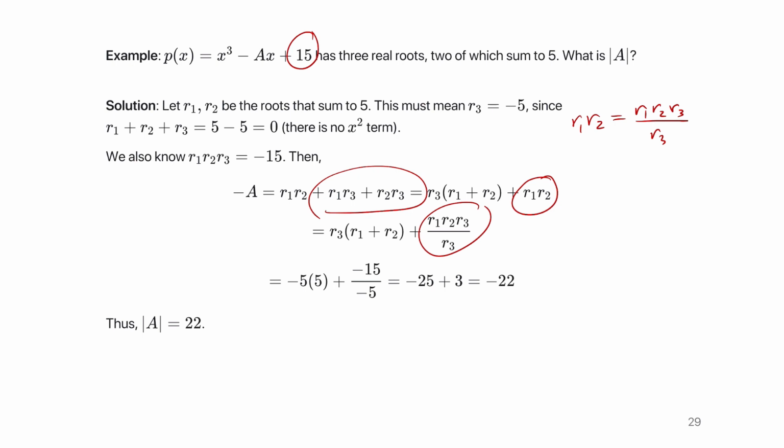And then similarly, let's declutter this a bit, I know both r1 plus r2 and r3. So now in this last expression, I know everything. I know r3, I found out it was negative 5. I was told the sum of the roots, r1 plus r2, is 5. I know r1 r2 r3, it's negative 15. And I know r3 on its own, negative 5. So I plug in all the values we know, and you get negative a is negative 22. Absolute value of a is 22.